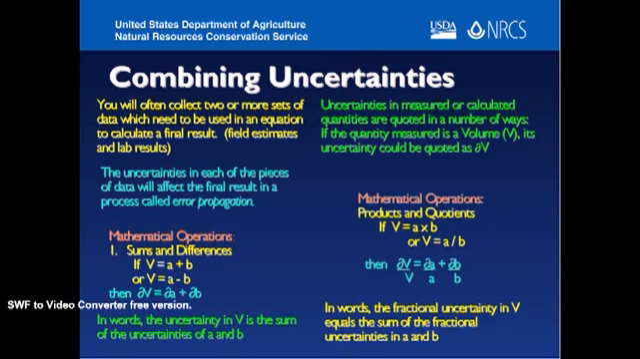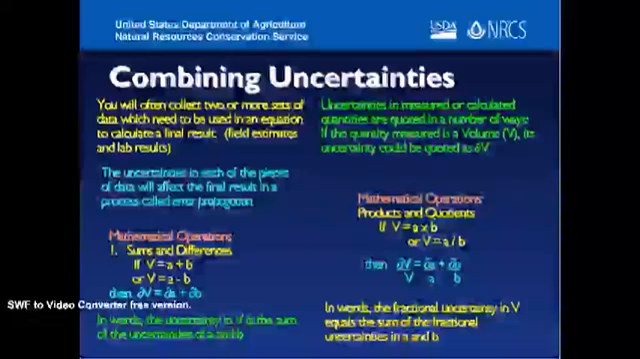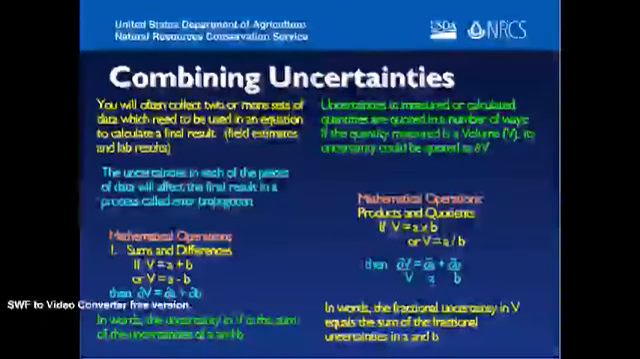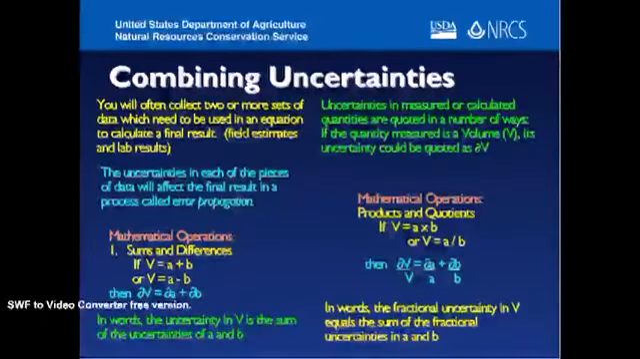And on sums and differences, what we're looking at is if the volume is equal to A plus B, or the volume is equal to A minus B, then the delta V is equal to the delta A plus the delta B. In other words, the uncertainty in the volume is the sum of the uncertainties in the A and the B. But if you're looking at products and quotients, if the volume is equal to A times B, or if the volume is equal to A divided by B, then the delta V over V is equal to the delta A over A plus the delta B over B. In other words, the fractional uncertainty in the volume equals the sum of the fractional uncertainties in both A and B.